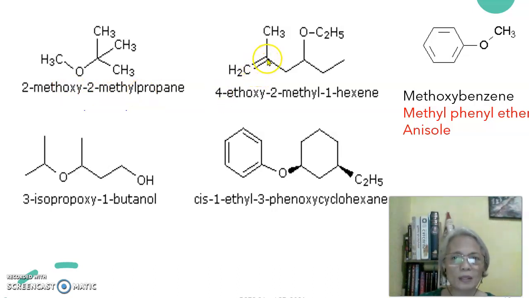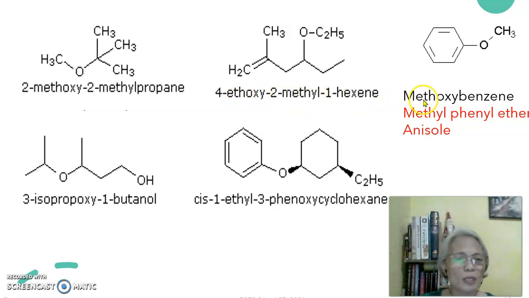And then we have a hexene. So 1, 2, 3, 4, 5, 6. And then we have an ethoxy group at carbon number 4 and a methyl group at carbon number 2. So we have 4-ethoxy-2-methyl-1-hexene. Okay? So again, E comes first before M.